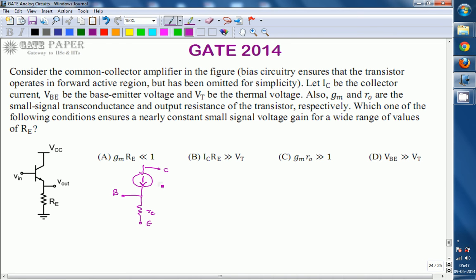This current can be written as gm VBE, or it can be written as beta IB. VBE is the voltage across base to emitter. This is the transistor equivalent. This circle is the transistor symbol, and the symbol is replaced with its equivalent circuit. So this has three terminals: base, emitter and collector. Vin is the voltage from base to ground.